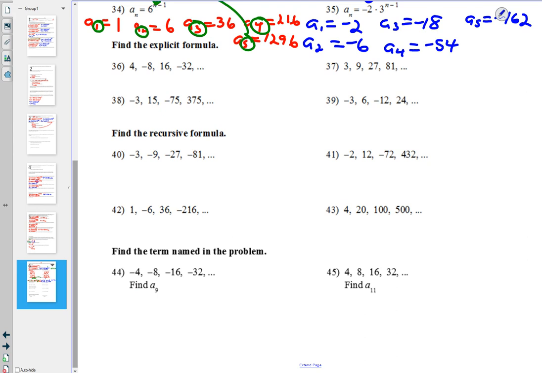Find the explicit formula for the second time in the last 30 seconds. What word can be used to describe the explicit formula of a geometric sequence? Exponential. So all we're doing is writing an exponential function. A sub n is equal to, what's the first thing that comes after the equal sign? The first number, good. And what's the first number on 36? 4. Times, what comes next?